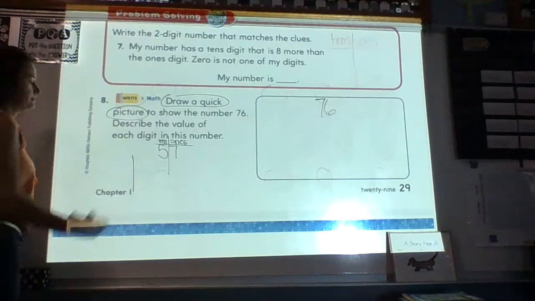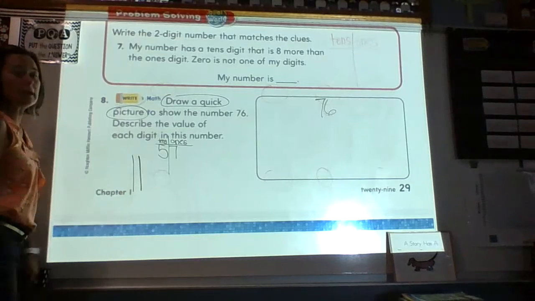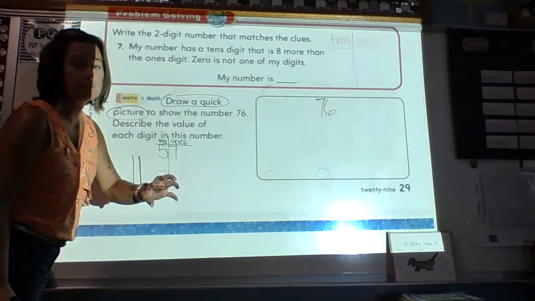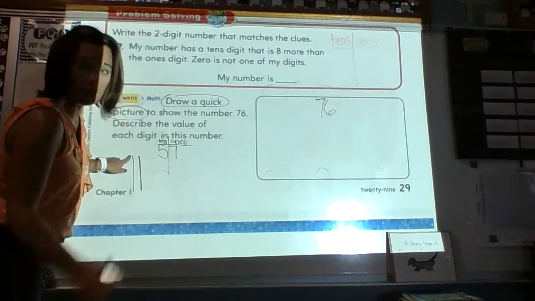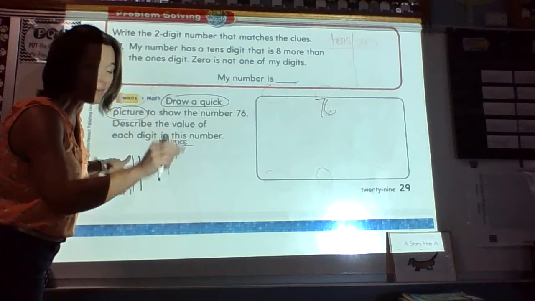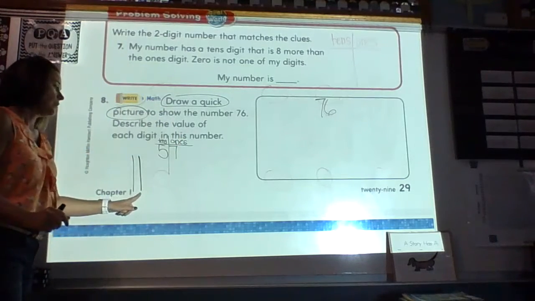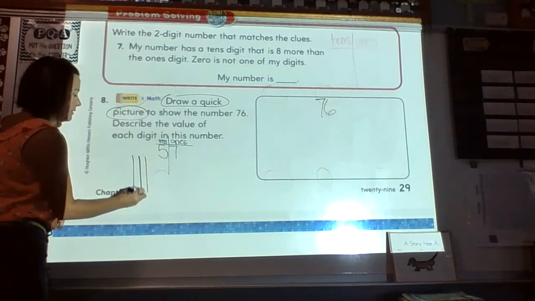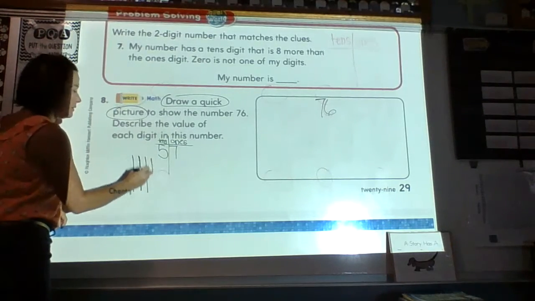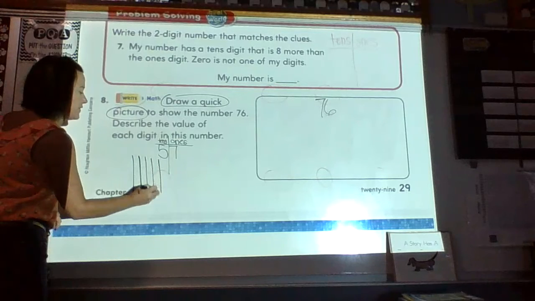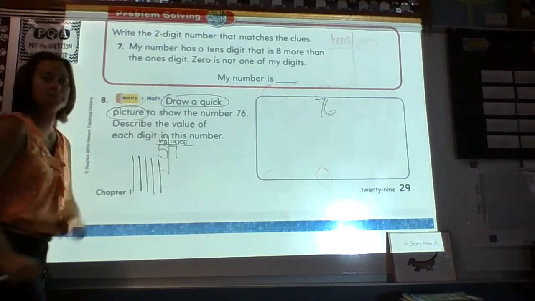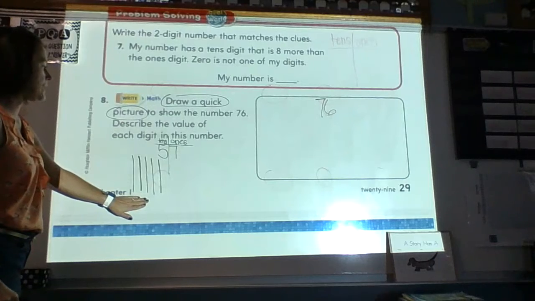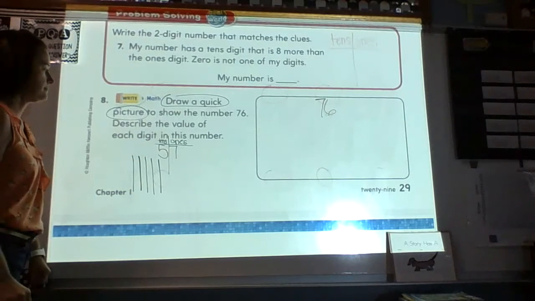There's 10. There's 20, not 10 rods. One rod is worth 10. Good. Another rod would make it worth 20. 30, 40, 50. Put on your brakes. You just made 5 tens.